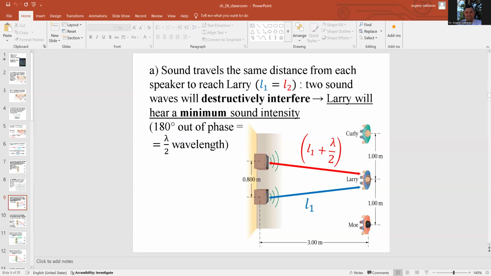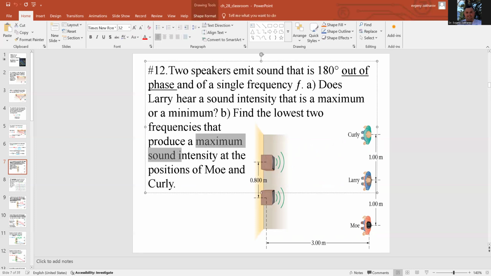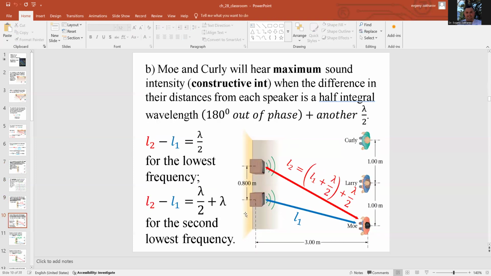And now the second question is for the lowest frequencies that produce a maximum sound. So for maximum sound, that's constructive interference for Mo and Curly. So let's take a look at what Mo experiences. Well, yeah, he's going to experience the constructive interference, but let's take a look at the geometry for Mo.